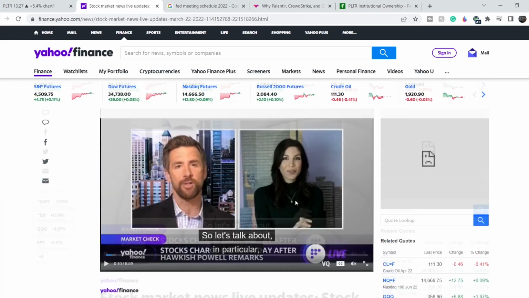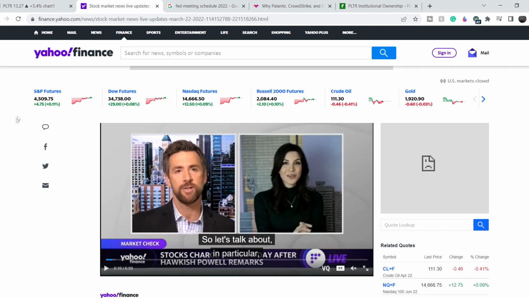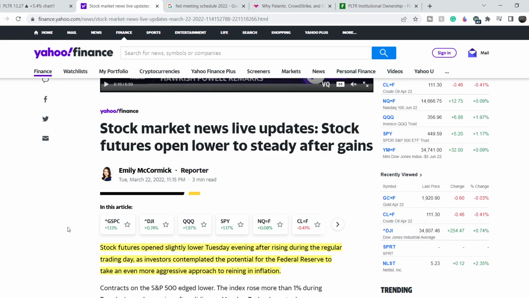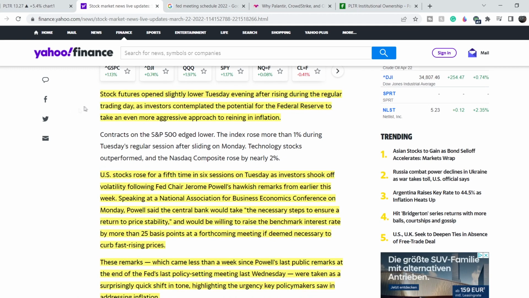First of all, let me show you the bigger picture of the market. S&P 500 gained about 0.11%, Dow Jones gained about 0.08%, Nasdaq gained about 0.09%, and Russell 2000 gained about 0.1%. And let me show you this article, and it says stock futures open lower to steady after gains. And let me go to this.